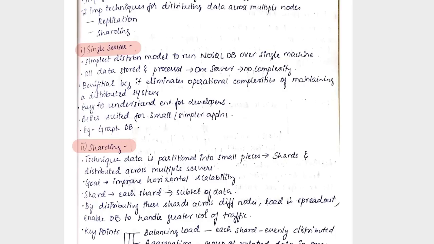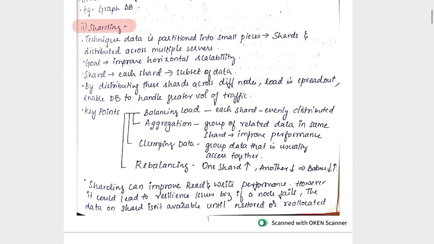Along with these advantages, single server configurations can limit the scalability. That is, only a specific amount of data can be stored. But if the data volumes are increasing, then it becomes difficult, right? In such conditions, we have to look for other alternatives like sharding or replication. So we have sharding here.